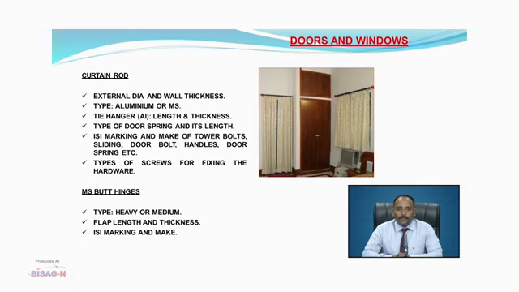Also, ISI marking and make of the tower bolts, sliding door bolt, handles, door spring, etc. have to be checked. The nature of screws and various other material to be used for fixing of this hardware has also to be ensured. Coming to the MS butt hinges, the type of butt hinges, that is heavy or medium, has to be ascertained in advance. Also their flap length and their thickness as per various IS codes specified in various MES manuals. Nothing less than the ISI marking should be accepted and incorporated in use.